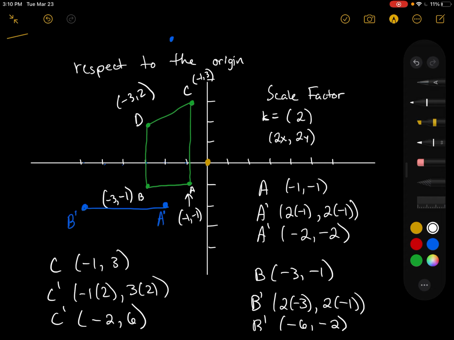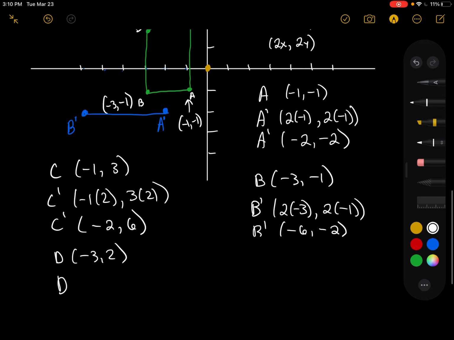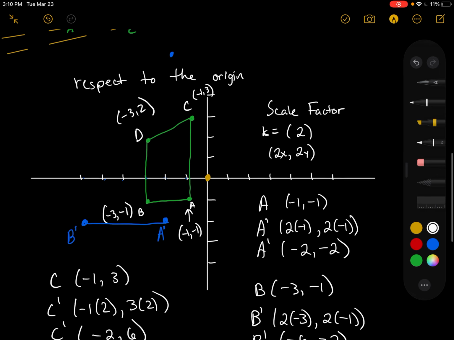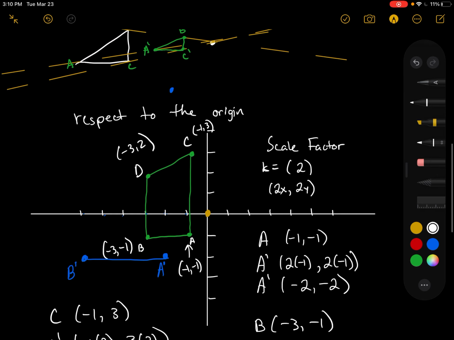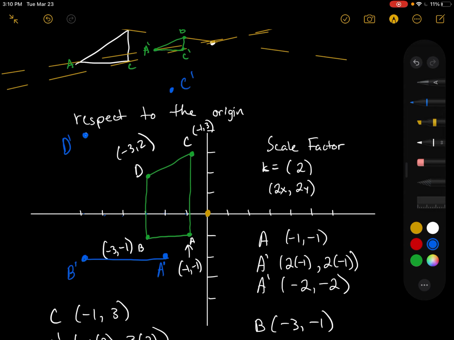So somewhere up here. And then for our last point, we'll call this D. D is -3, comma 2. So that'll be the final thing that we do. So in this case, -3 times 2, comma 2 times 2. So our image of D is -6, comma 4. So go 6 to the left, and actually this time only up 4, and that'll be our D coordinate, the image of D.